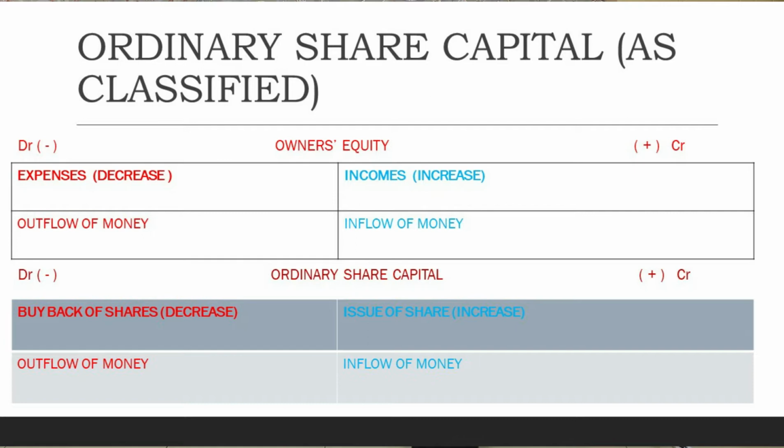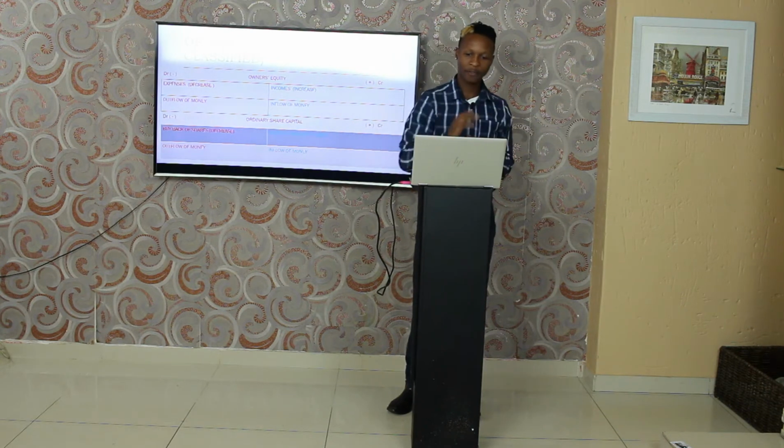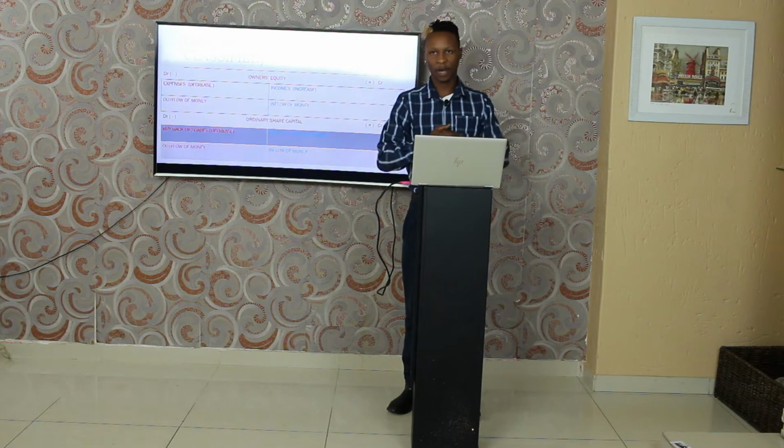So we are going to talk about inflows and outflows of money in our company, but by using ordinary share capital. So the main aim of today's lesson is ordinary share capital. On our credit side, we have the inflow of money, which increases. On our debit side, we have the outflow of money, which decreases. Same as ordinary share capital: whenever we issue our shares, our ordinary share capital will increase. Whenever we decide to buy back our shares, our ordinary share capital will decrease.